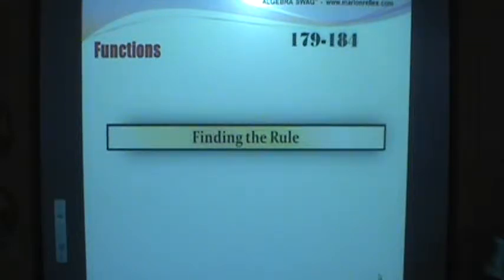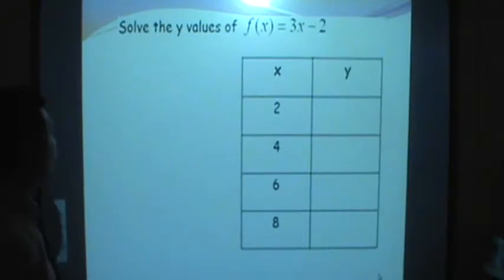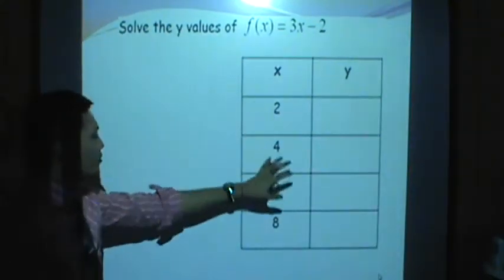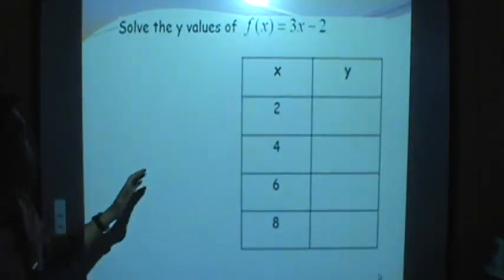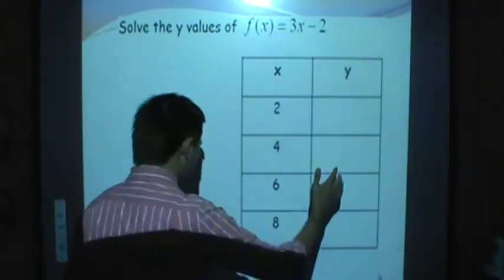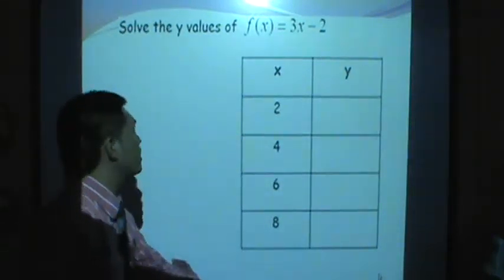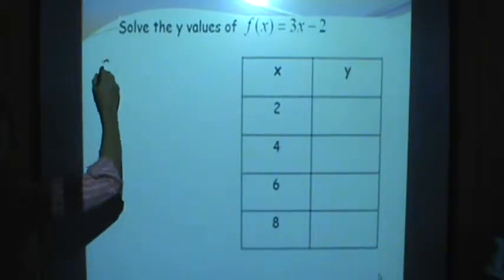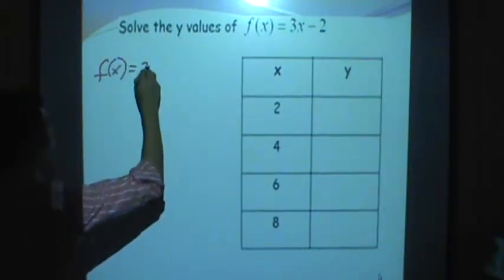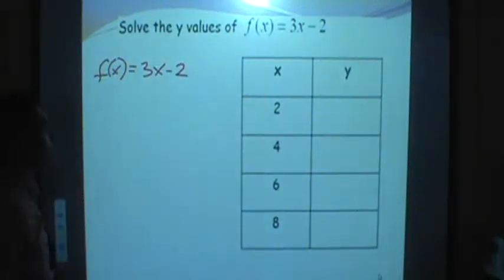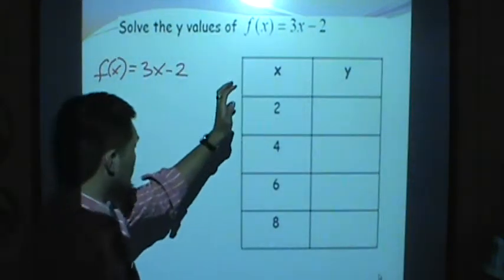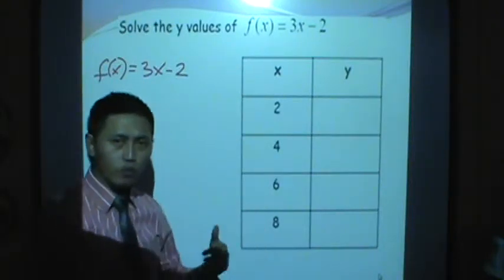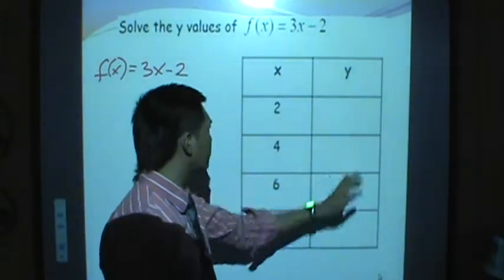Okay, in finding the rule, basically, you will encounter the function, the equation here in a table. And well, for now, what we need to do is to fill out the table here. So, for example, here for the function of x, which is 3x minus 2. So the function of x is equal to 3x minus 2. So the domain is given. Some values of x's are 2, 4, 6, 8. What we need to do is to complete the table by solving for y.